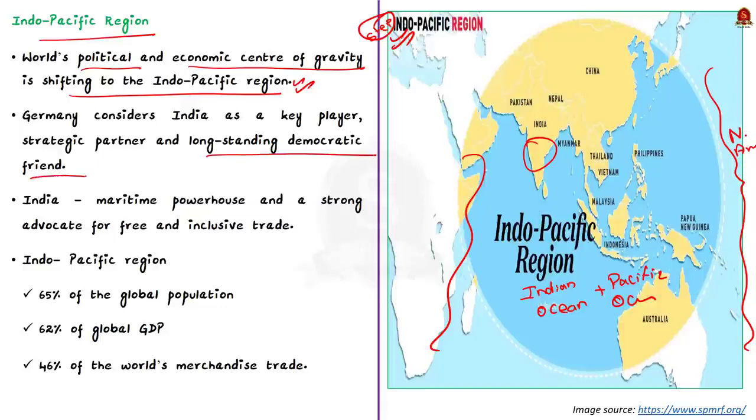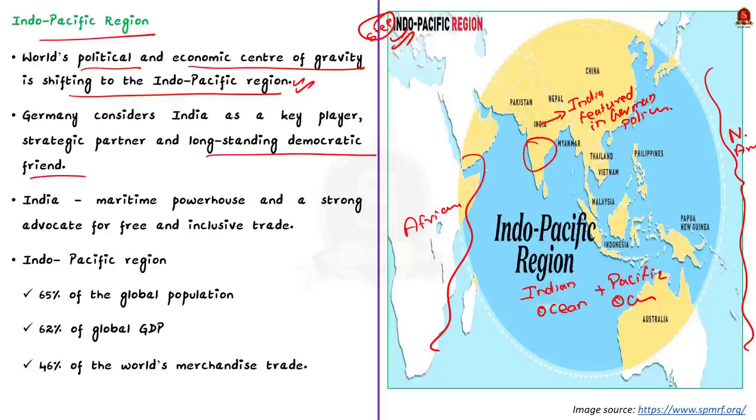In September 2020, the German government laid out its Indo-Pacific guidelines, listing its interest and commitment to the region, where India is a key protagonist. Why? Because India is a maritime superpower and a strong advocate for free and inclusive trade. This is a region whose importance has been obvious to India for a very long time.